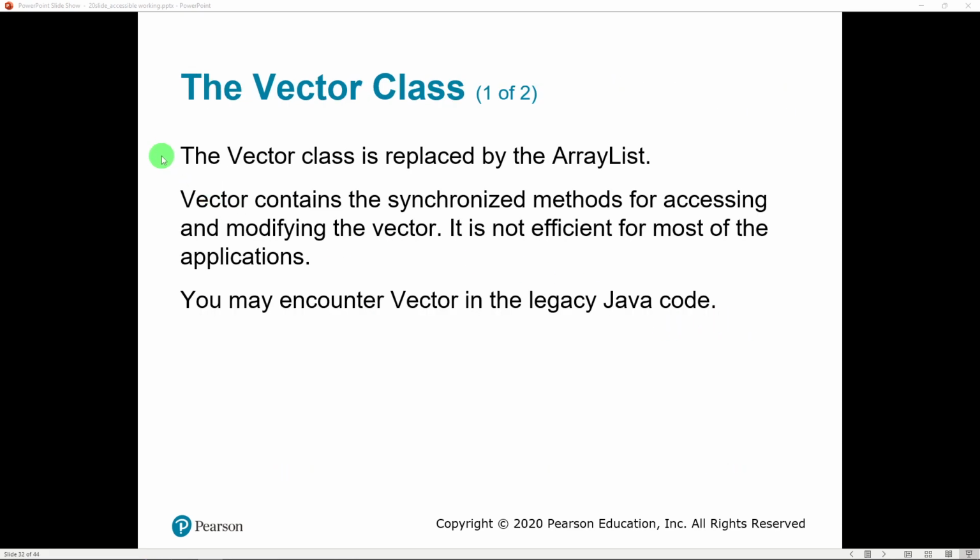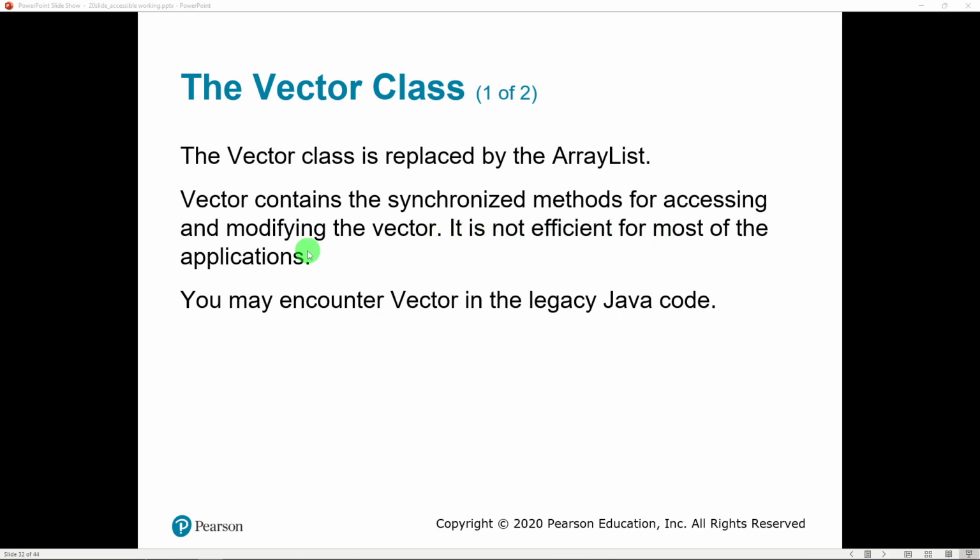The vector class is replaced by array list. It contains synchronized methods for accessing and modifying the vector. So what's a vector? It's just a list of objects. It's just a bunch of objects in a collection. If you've done any game programming in environments like Unity, for example, and we're working with XYZ coordinates and quaternions and things like that, those are all considered vectors. They're just a bunch of numbers stored in an object.